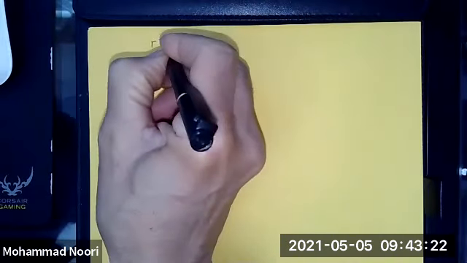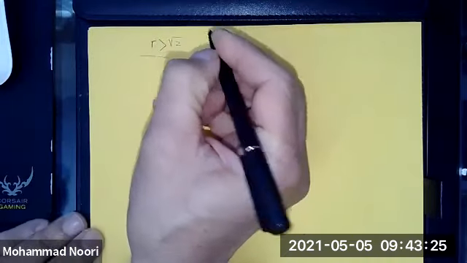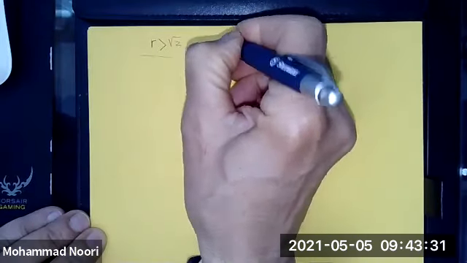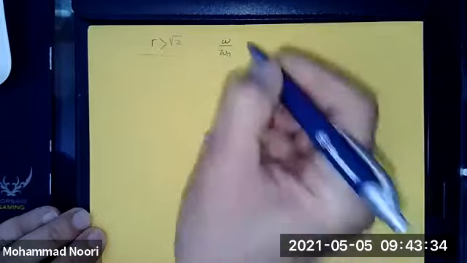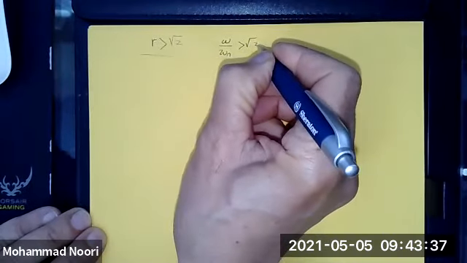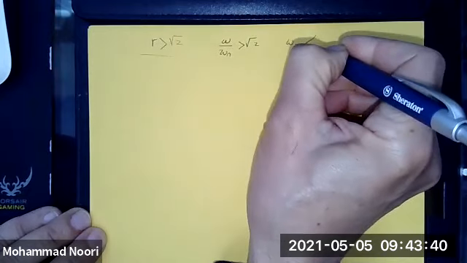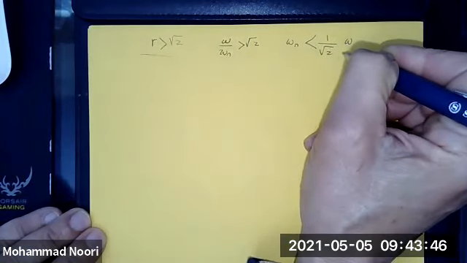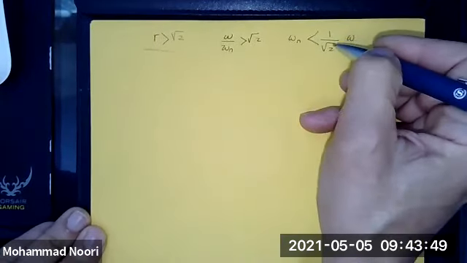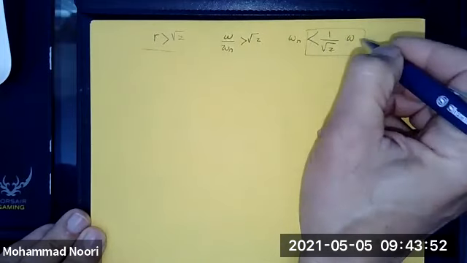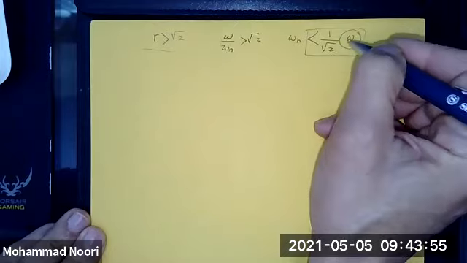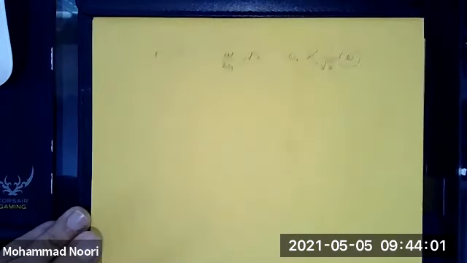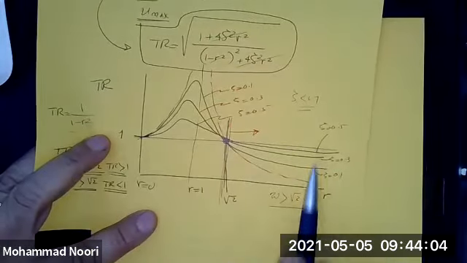I said that you want omega over omega n to be greater than the square root of 2, or omega n less than 1 over the square root of 2 times omega. If you have control over the forcing frequency, you would increase it as much as possible, so you would be somewhere here.